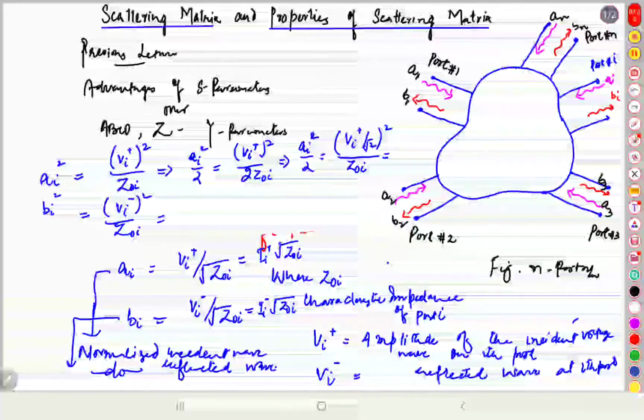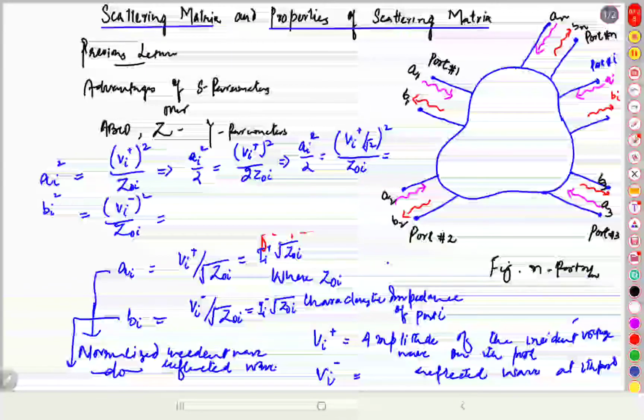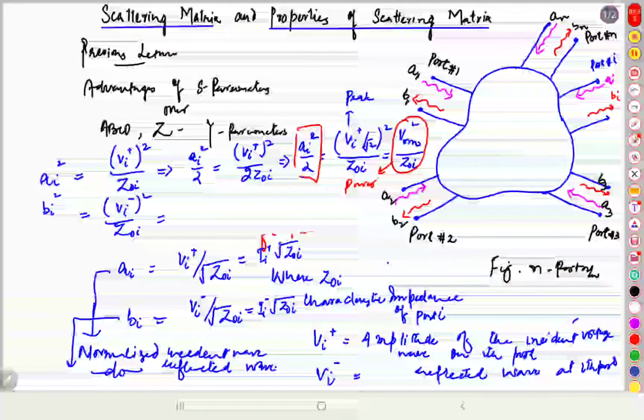Now what is Vi positive by root 2? Vi positive, as I said, is the peak of the voltage wave. So Vi positive by root 2 would mean the RMS value of the voltage. So if I square it, Vrms squared by Z0i, what is this quantity called? This is basically the power. So Ai squared by 2 is the power corresponding to the incident wave.